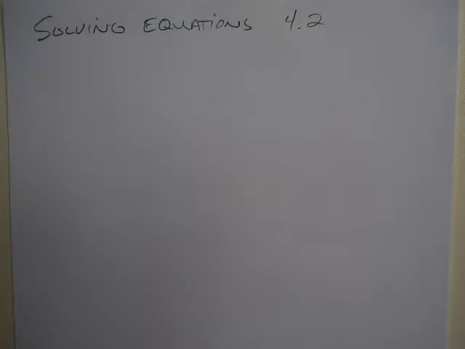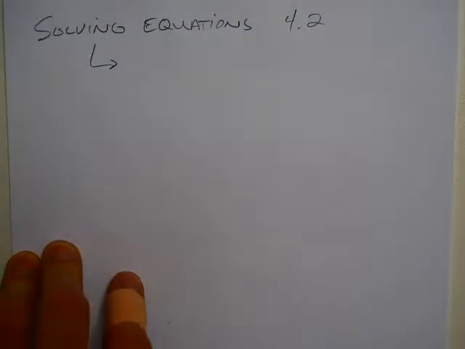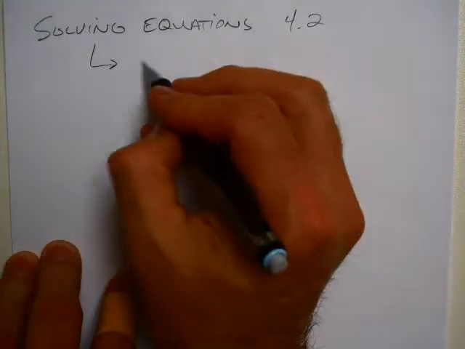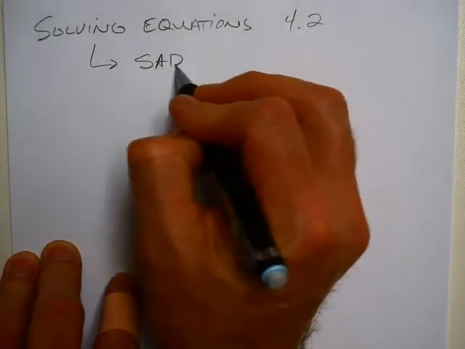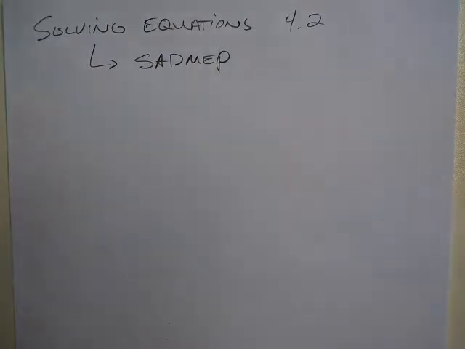So the other day when we took some notes, we talked about the order of operations, and we talked about working the order of operations backwards, and we said something like SADMEP, right? SADMEP. But I also said that you don't necessarily work the order of operations backwards for every step. It kind of just depends on the problem.